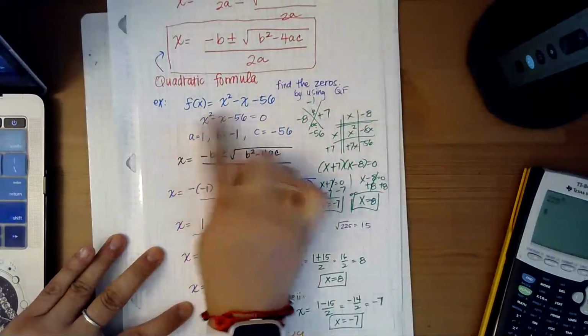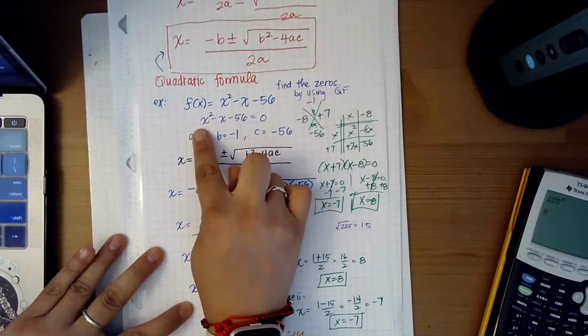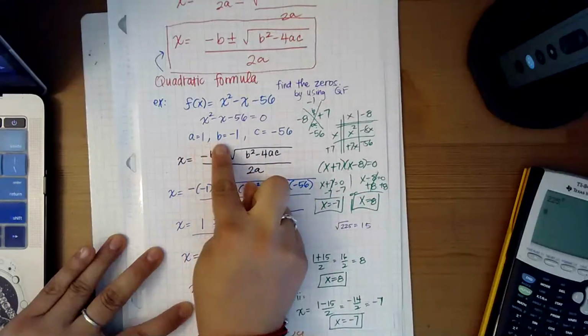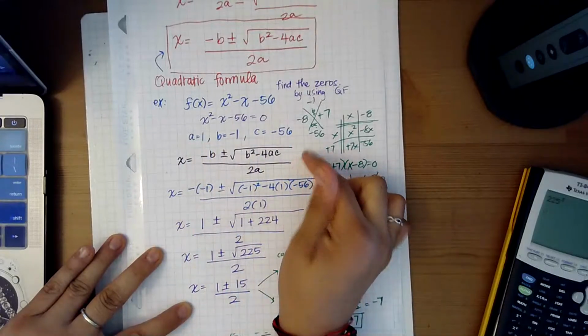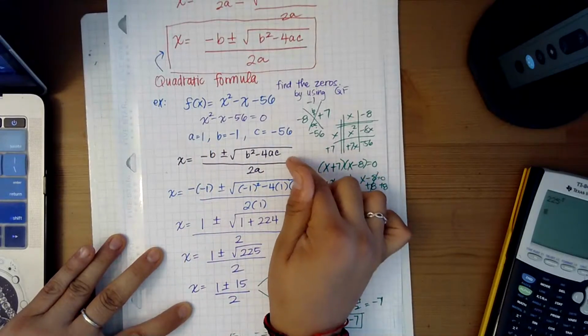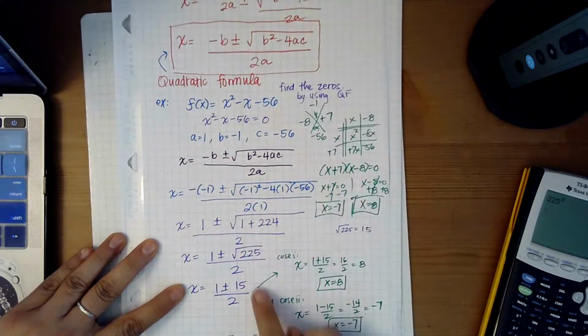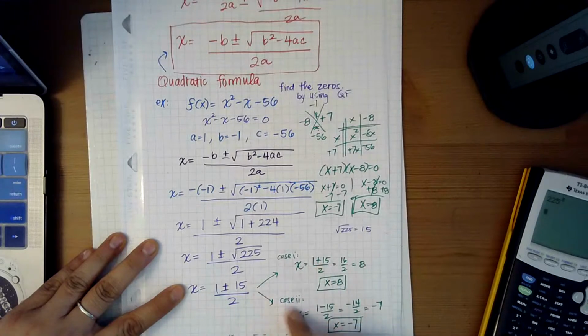Again, just to recap, make sure your equation is in standard form, which is ax squared plus bx plus c equals 0. Identify your a, b, and c values there. Start with the formula. The very first step is rewriting the formula, and then you're going to substitute and simplify. There will be two cases, one plus case and one minus case, and those are the zeros that you're going to have.